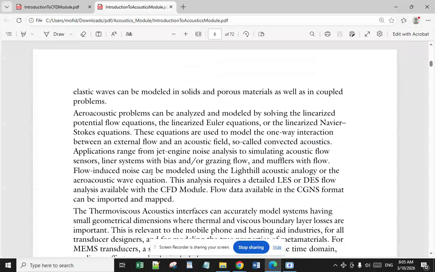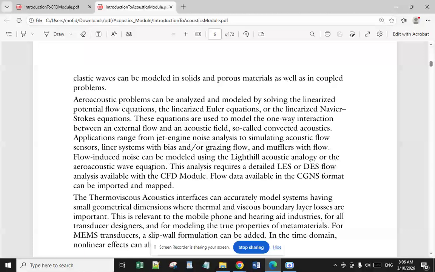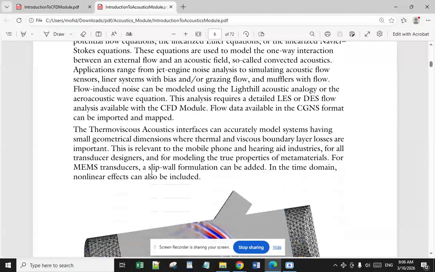Applications range from jet engine noise analysis to simulating acoustic flow sensors, linear systems with a bias and/or grazing flow, and mufflers with flow. Fluid-induced noise can be modeled using the Lighthill acoustic analogy or the Ffowcs Williams-Hawkings wave equation. This analysis requires a detailed LES or DES flow analysis available with the CFD Module. Flow data available in the CGNS format can be imported and mapped.